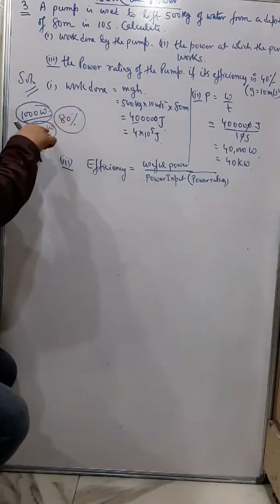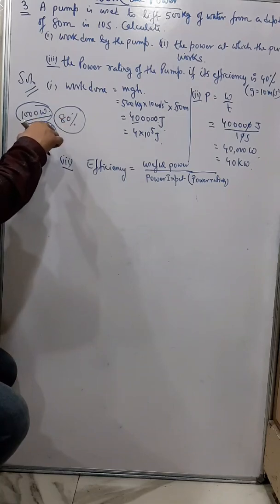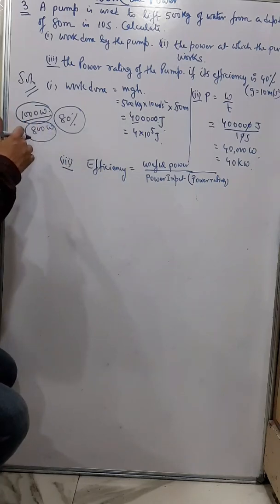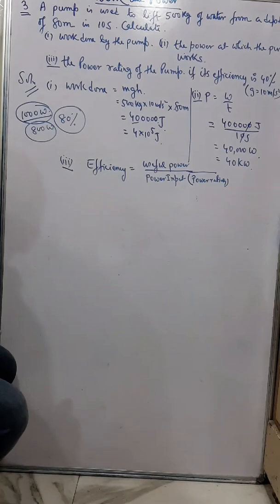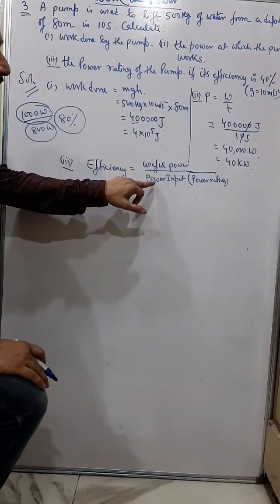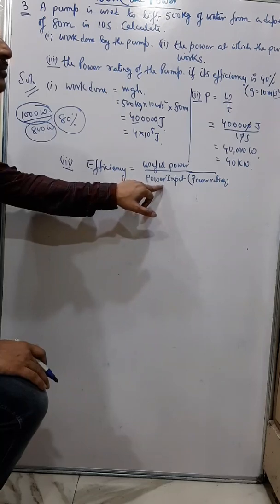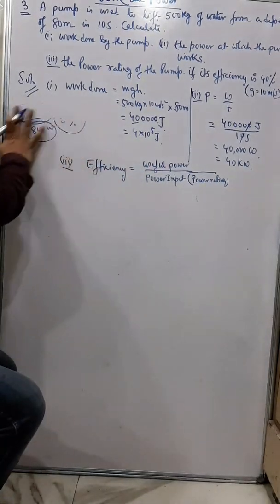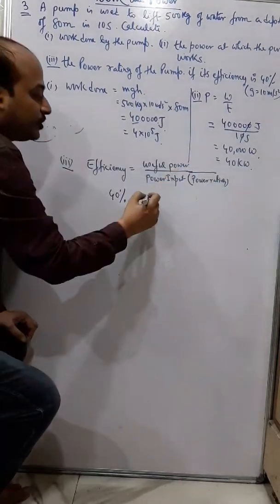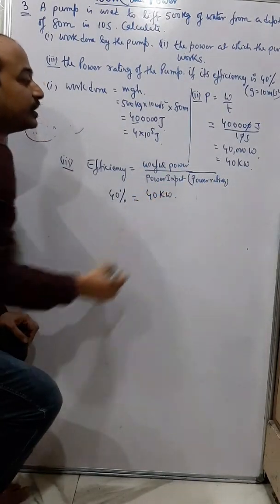Understand? Because 20% of the power is wasted in various forms, in the form of heat or in the form of friction. There are many other forms in which there is a loss of energy, and the power that a machine actually works at is called the useful power, and the actual power rating of the machine is called power input. Now here they told power rating, efficiency is 40%, so we can say it is 40%. Useful power is 40 kilowatt, and power rating you have to find. So I can say it is power rating.